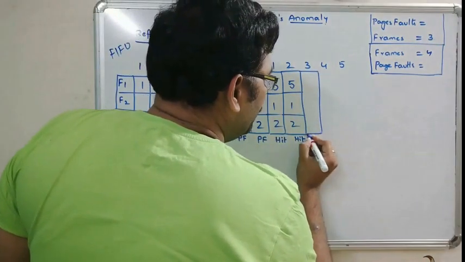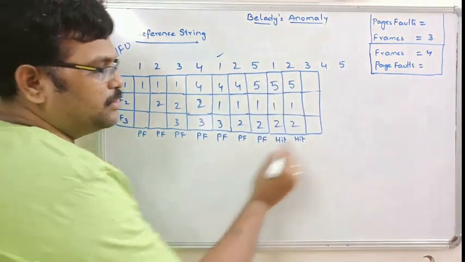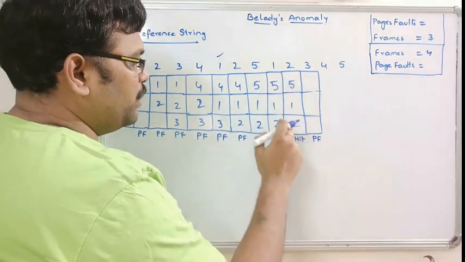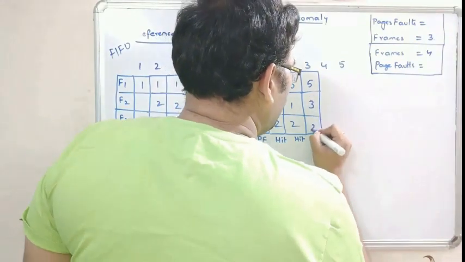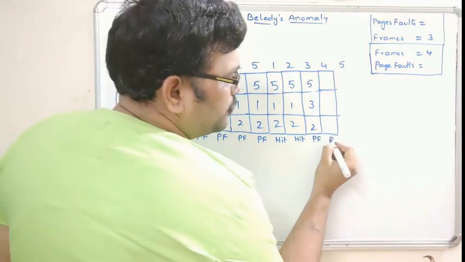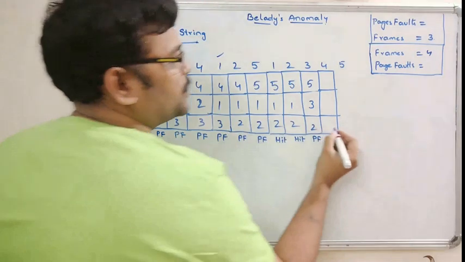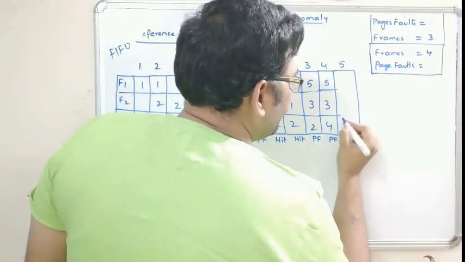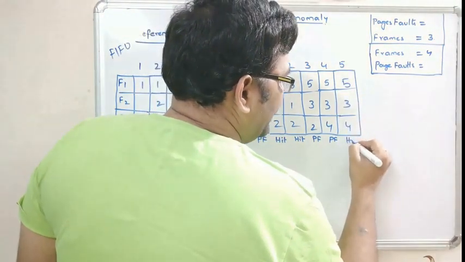Next 3 is not available, so we have to replace a page, and again it is a page fault. Which page do we replace? Among 5, 1, 2, the first one is 1, so we get 5, 3 and 2. Next 4 is not available, so again it is a page fault. Among 5, 3, 2, 2 is the first one, so 2 is replaced with 4. And the last one, 5, is already available, so we need not replace anything. It is a hit.